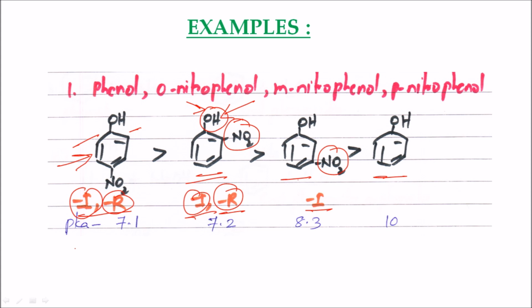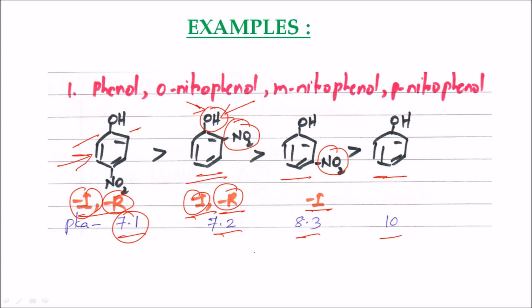You can confirm it by taking pKa values also. 7.1 in the case of para-nitrophenol is the least value, and the least value of pKa means the highest dissociation constant, or in other words, the highest acidic nature. The second, ortho-nitrophenol, has 7.2, third, meta-nitrophenol, has 8.3, and phenol has 10.